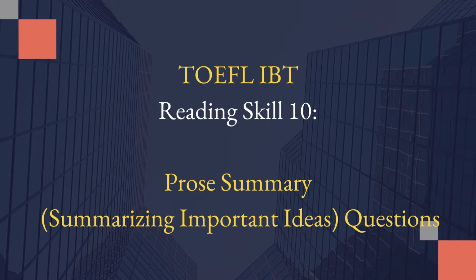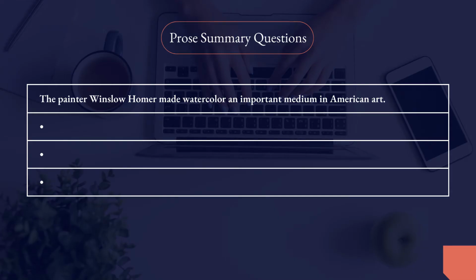Hello everyone. Skill number 10 in the reading section of the TOEFL iBT, Prose Summary Questions. A second name for this question is summarizing important ideas. This is one of the challenging questions in the TOEFL. Let me first show you an example so you see what we are talking about.